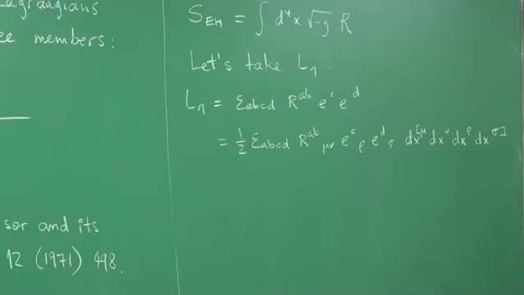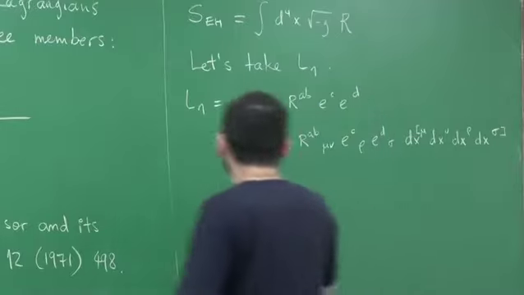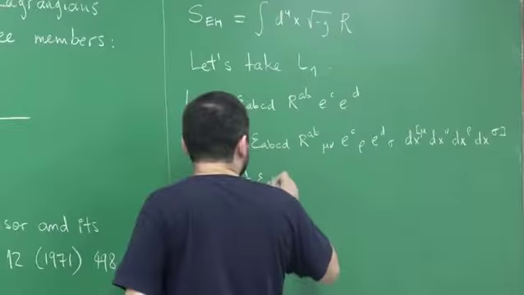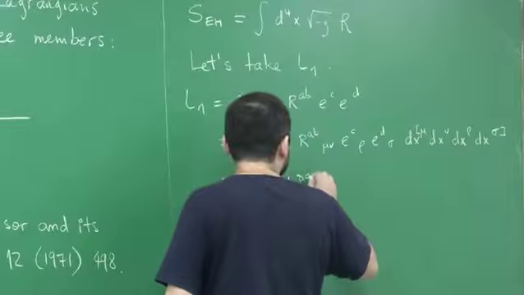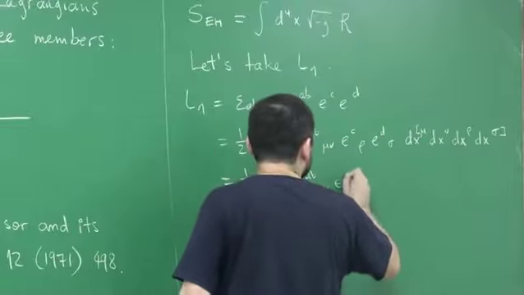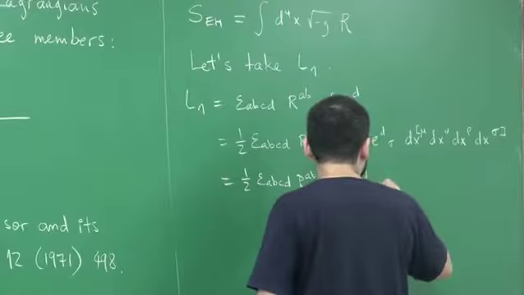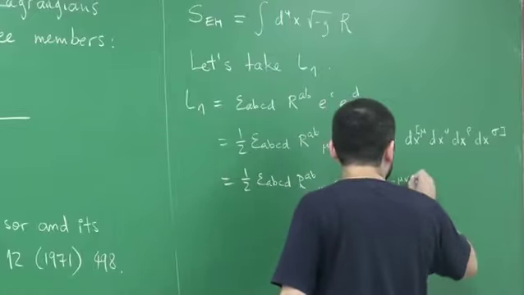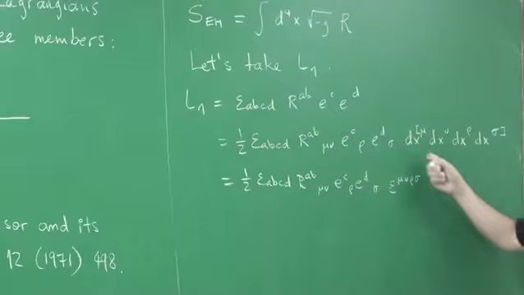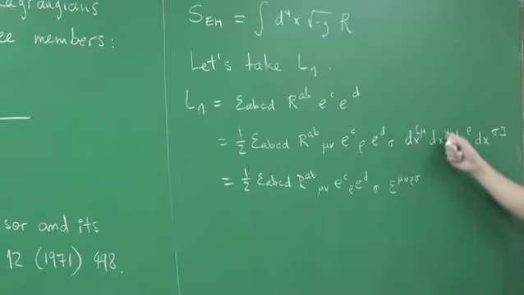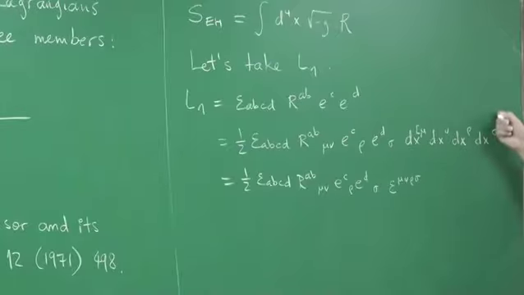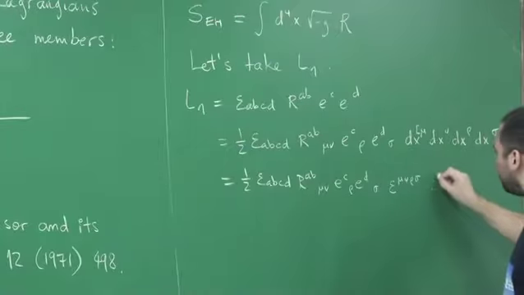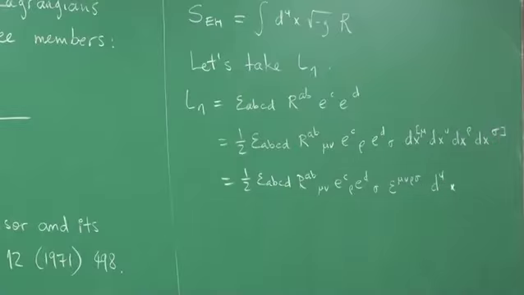So it has to be a multiple of the Levi-Civita tensor. And so what we get there times dx0, dx1, dx2, dx3. And this is what I call d4x. So this thing here is this.